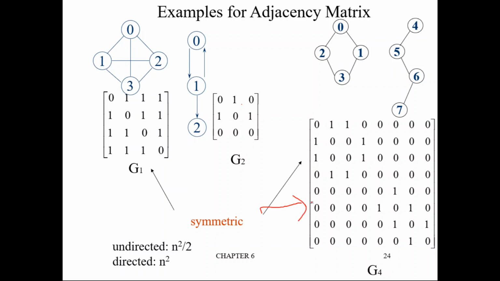0 1 2 3, sorry, 0 1 2 3, 4 5. Okay, it's row number 4. It's 4 0 1 0 1 0. It's row number 0 1 2 3 4 5, okay, 0 1 2 3 4 5.